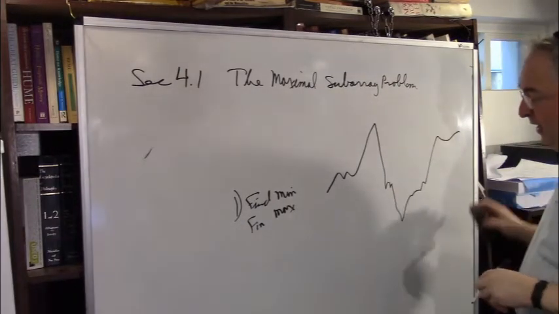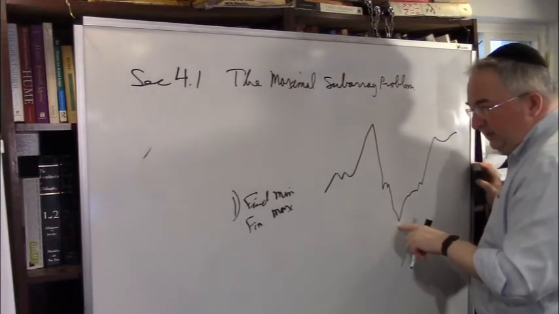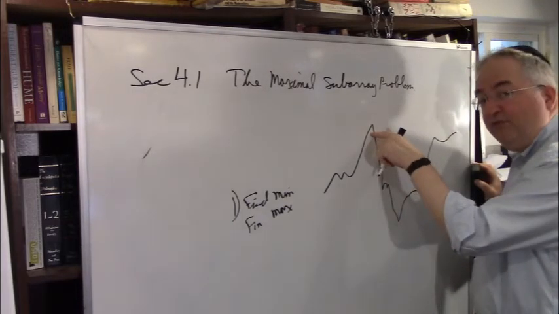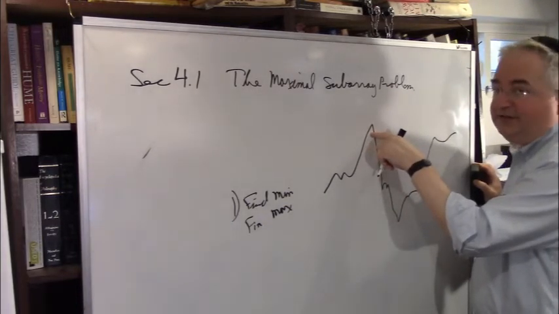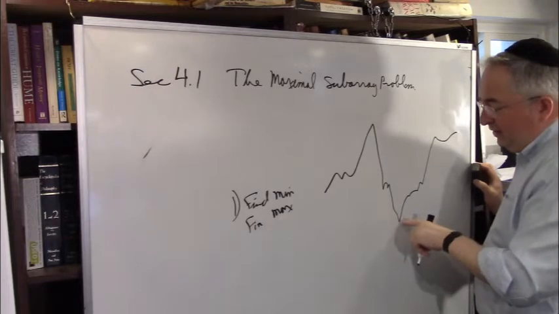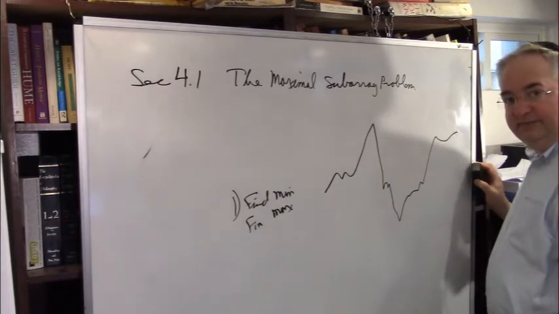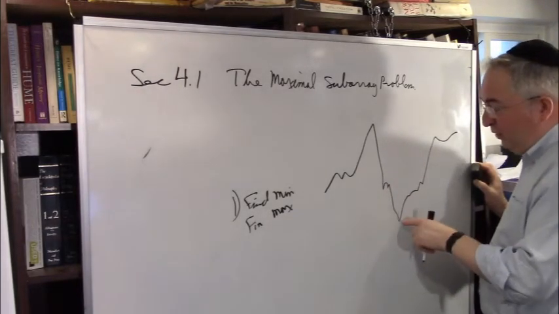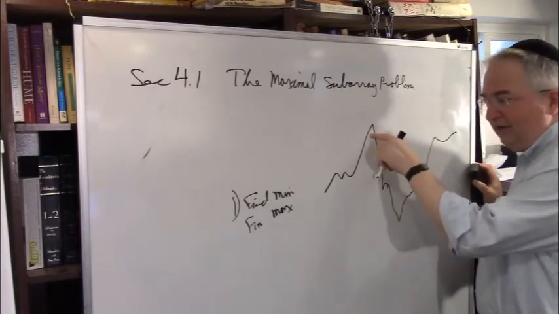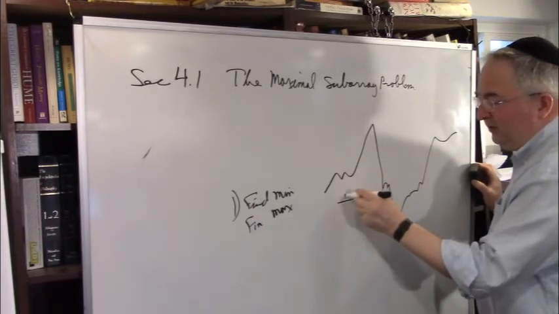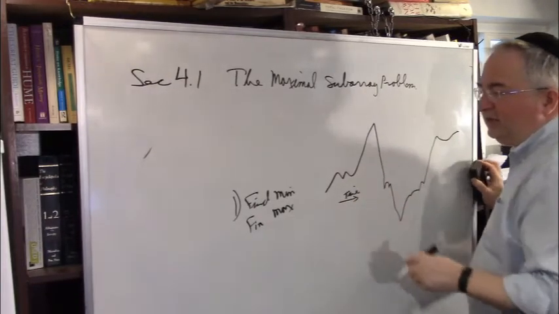Okay? Here, the minimum is here. The maximum is before that. So that's not going to work. You're not going to be able to do that. You're not going to make a lot of money if you can't buy here and sell here. That doesn't make sense. Time goes this way. Okay, so that doesn't work.